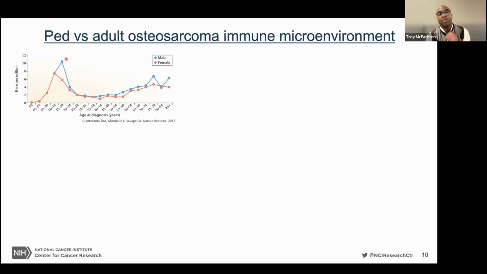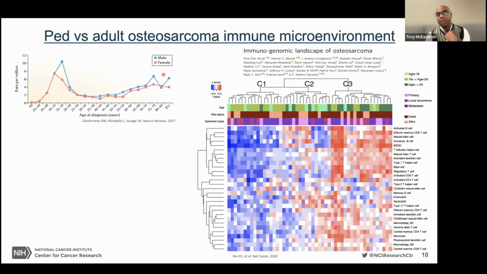Osteosarcoma usually peaks in this adolescent age range, but can creep back up in adults. And here's a beautiful paper looking at the immunogenomic landscape of osteosarcoma. What I really want you to pay attention to is this heat map in which they looked at bulk RNA sequencing data and then clustered it and inferred a variety of different immune cell types to just try to get an understanding of what the immune microenvironment looks like.